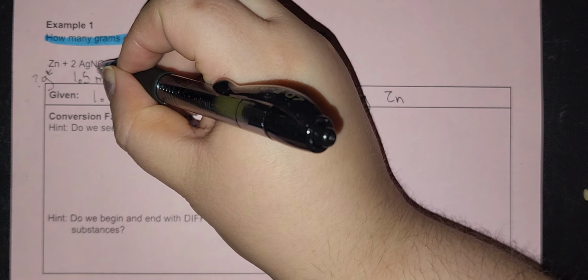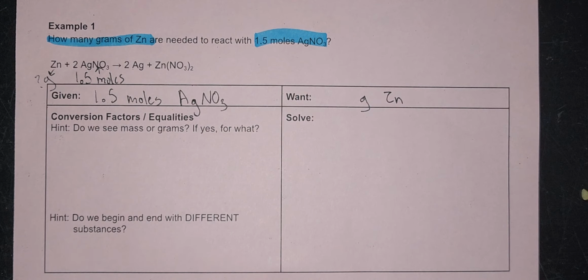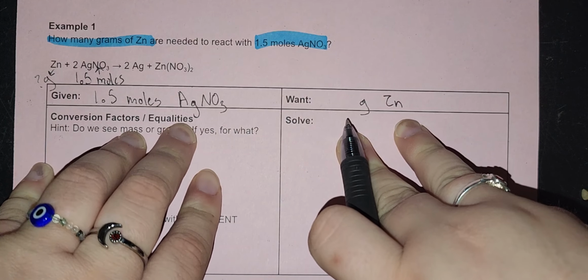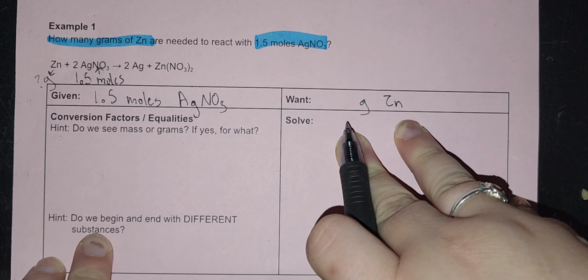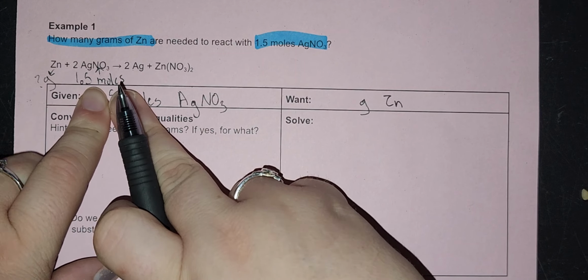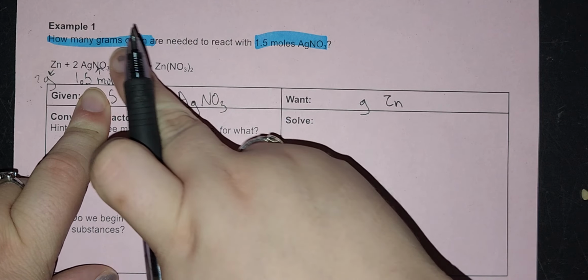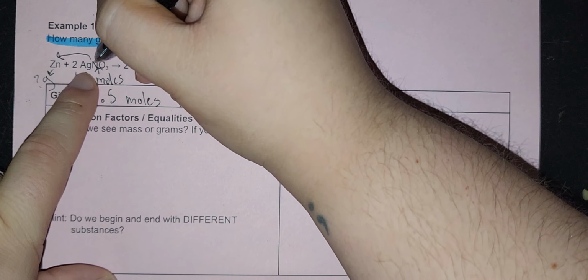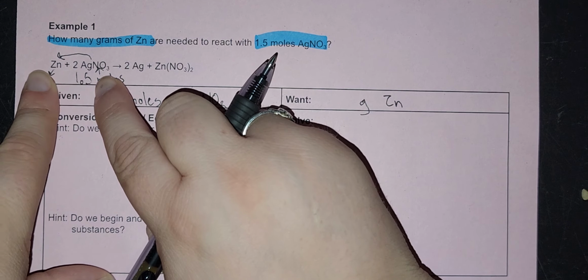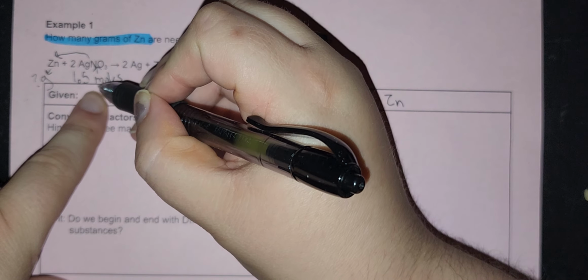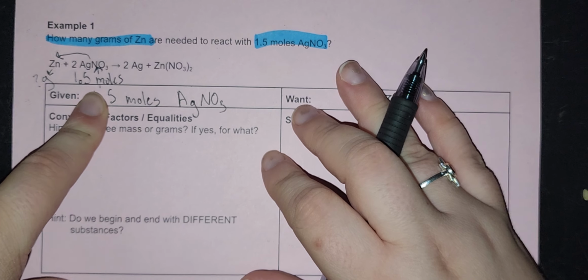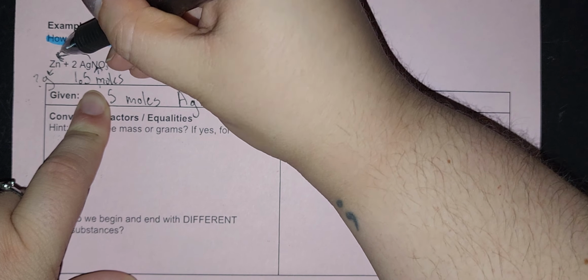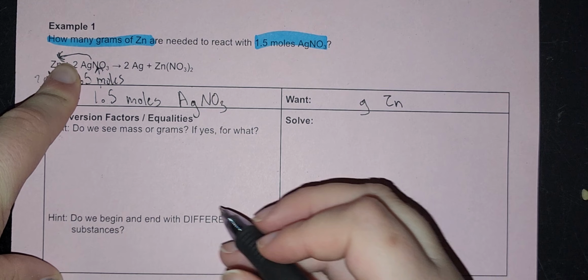So now we can see where we're starting and where we're trying to go. At this point, we're going to look at our conversion factors. Now, we start in moles of one substance and go to moles of another. So we are changing substances. We start with moles to go into our equation. We want a different substance, so we're going to have to go through the equation. So we are going to need that mole ratio.